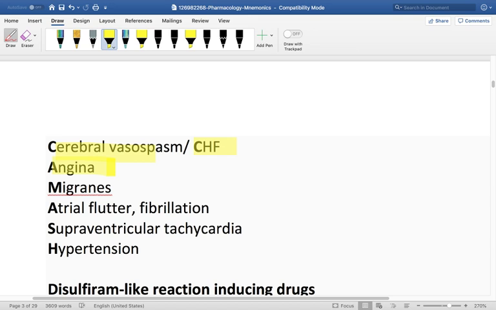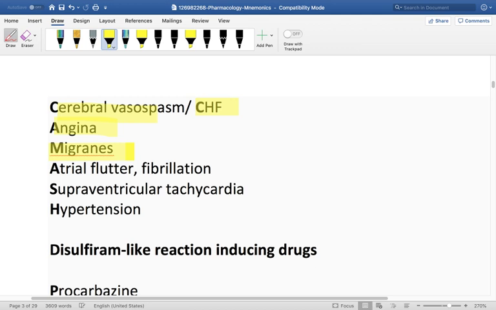And migraine, there is a role for calcium blockers. Atrial flutter and fibrillation, they being antiarrhythmics, calcium channel blockers, we give it. Supraventricular tachycardias, in those days where adenosine was not there, calcium channel blockers, and of course hypertension, the dipine tablets.